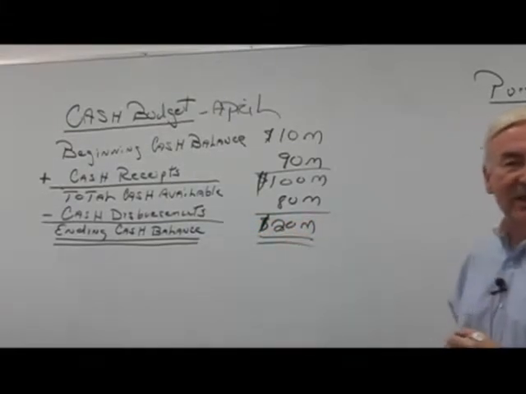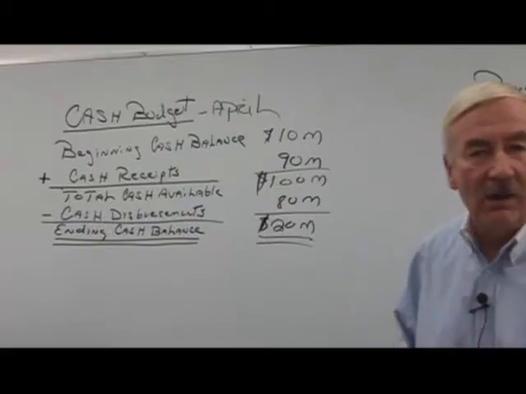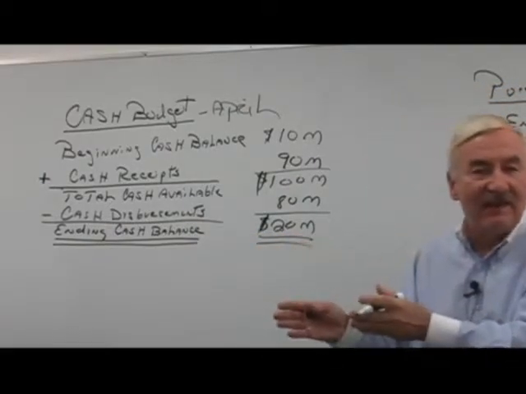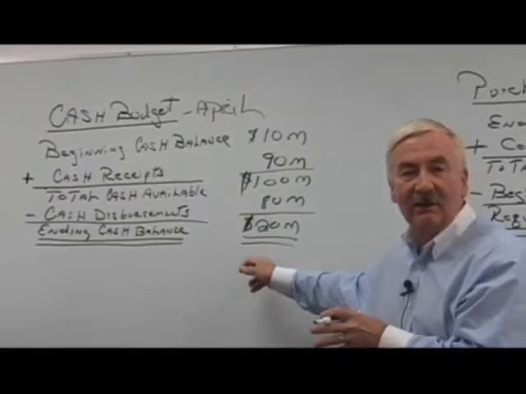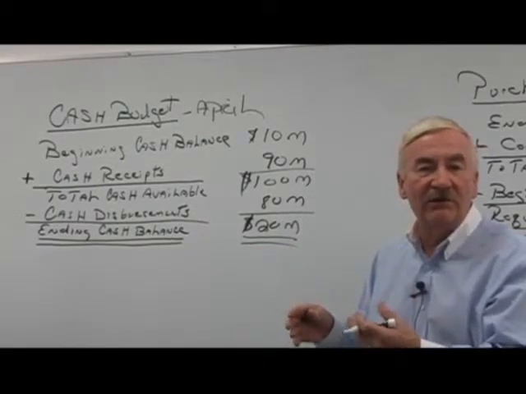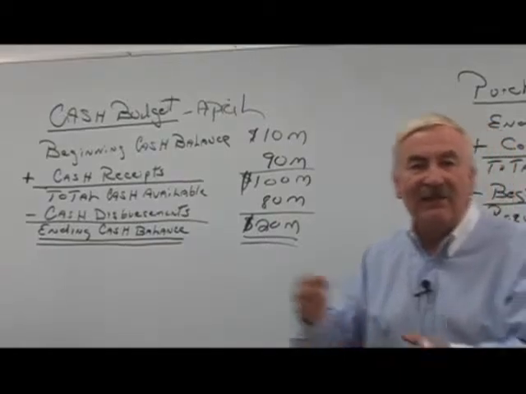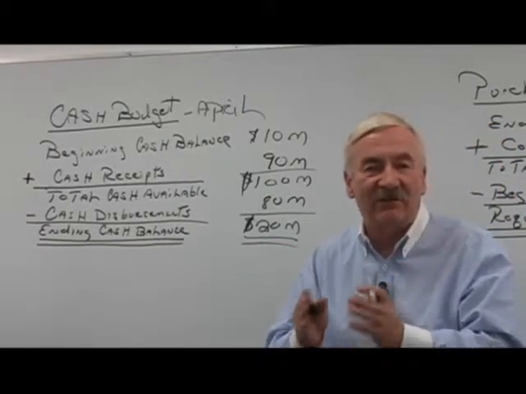$20 million. That allows the treasurer to know every month during the year in advance what you expect to have as far as a balance at the end of the month for cash. Therefore, he knows if he has to borrow or if he has to invest, and he'll be prepared for that situation.